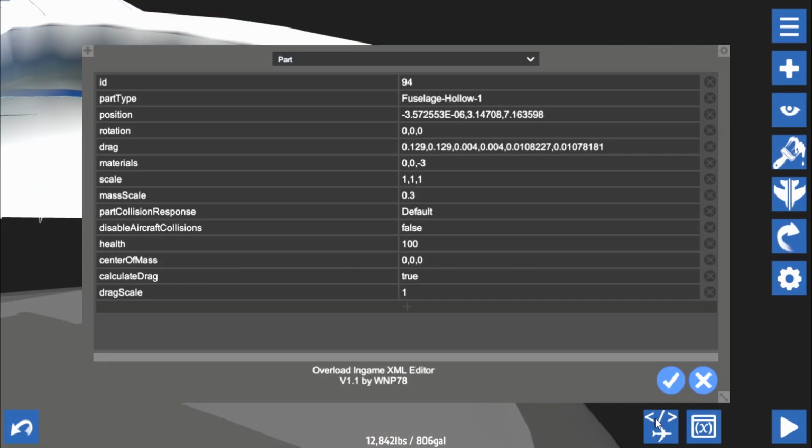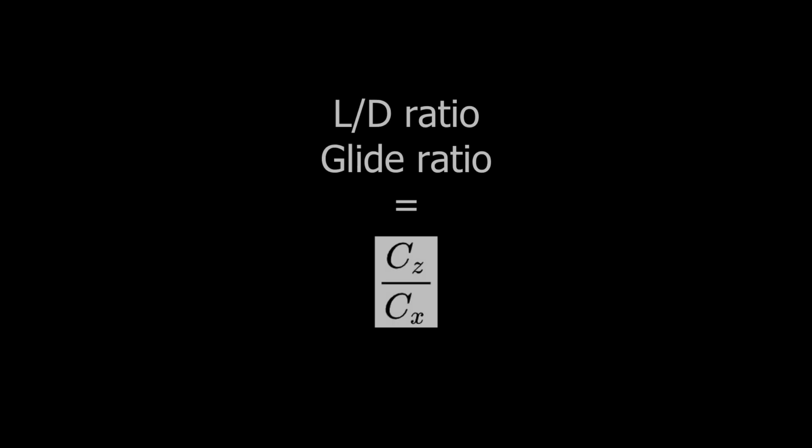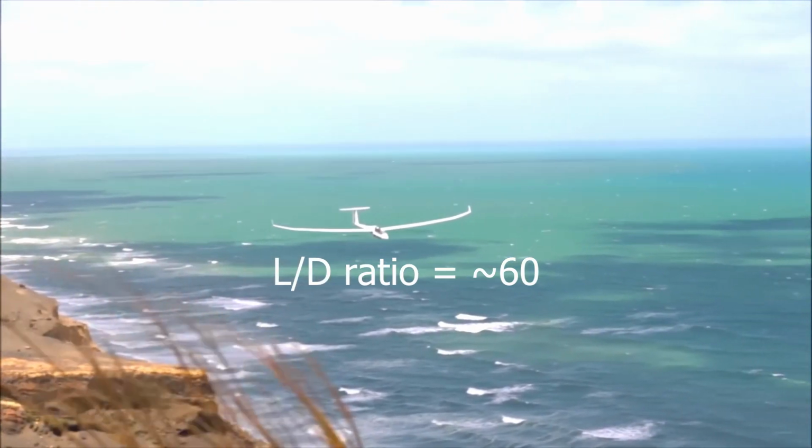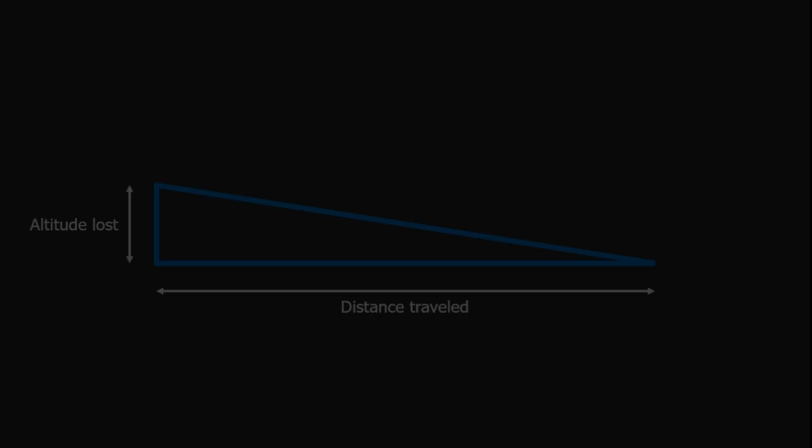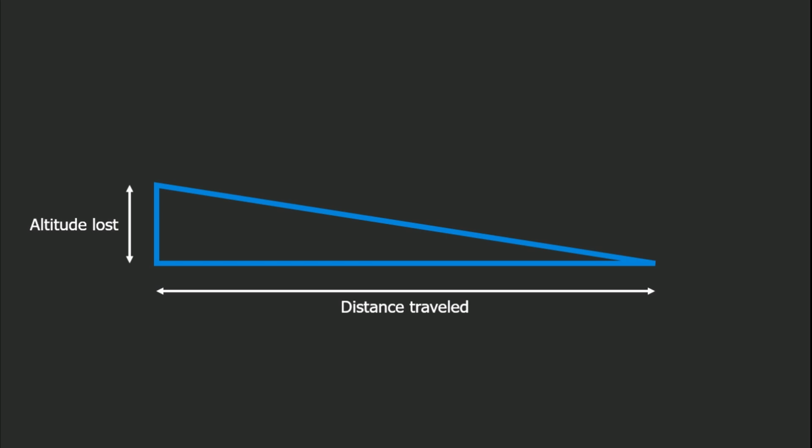To reduce the drag on your aircraft, you will have to reduce the drag scale on your exterior parts. To do that, you will have to measure the lift-to-drag ratio, also called glide ratio. For those who never heard about it, it's the ratio between lift and drag, which represents if an aircraft can glide far or not. It can be calculated by dividing the distance traveled by the altitude lost.